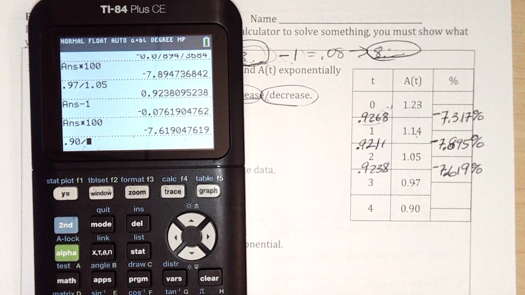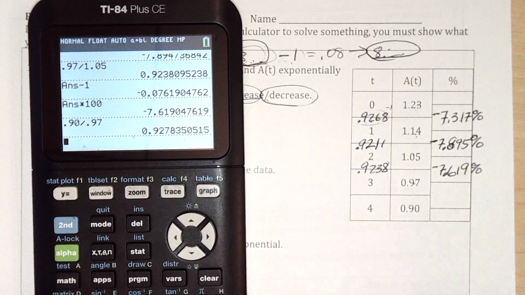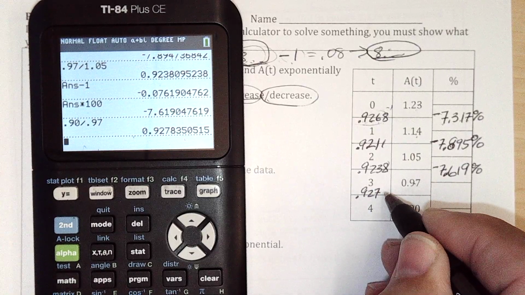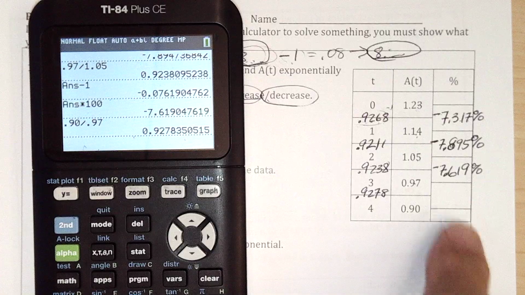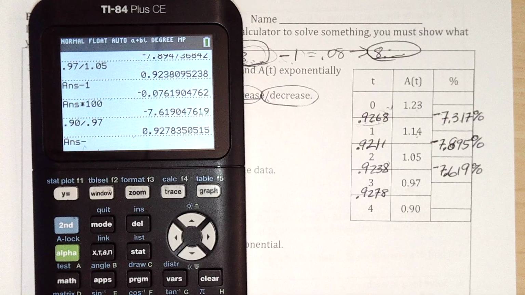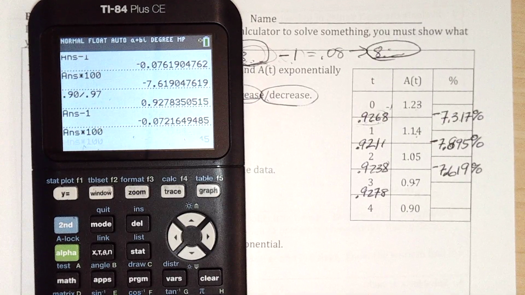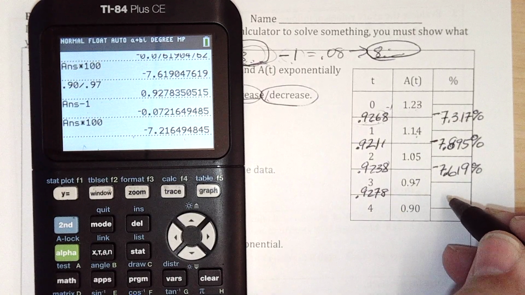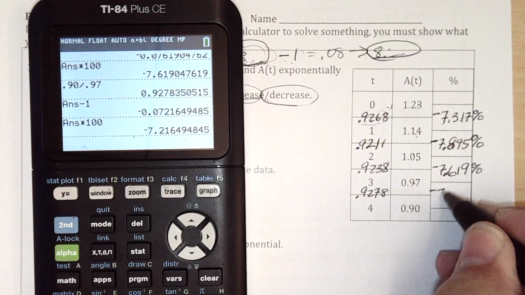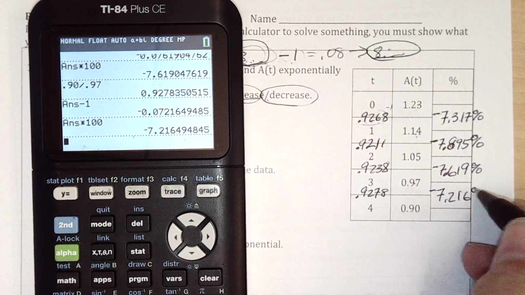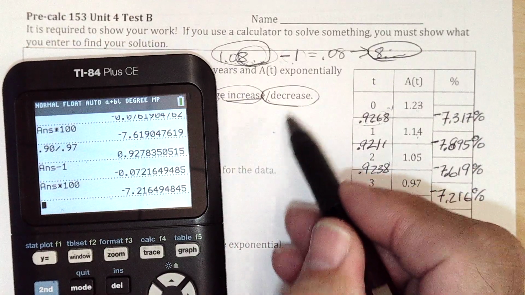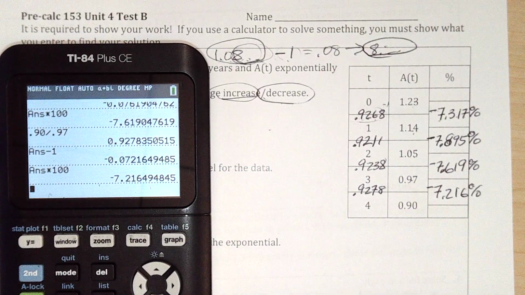0.90 divided by 0.97. So I'm multiplying by 0.9278, which means I have a decrease of minus 1 times 100 of negative 7.216%. So I want to take the average of these numbers for my first answer, the average percentage decrease.